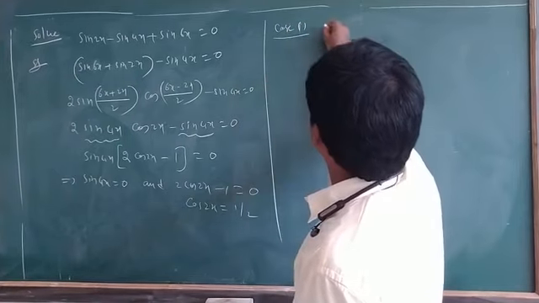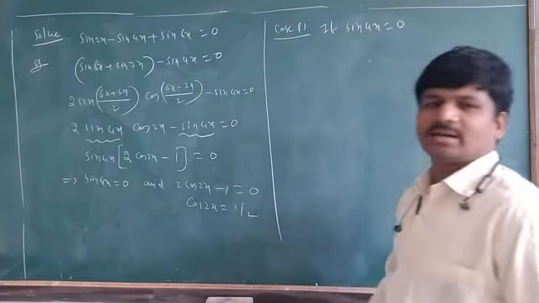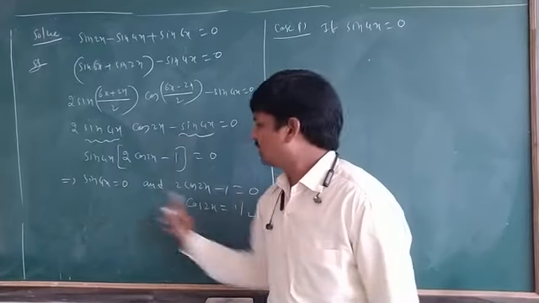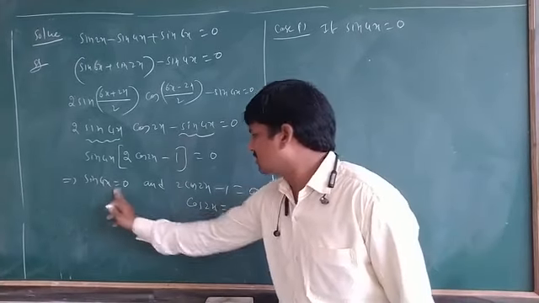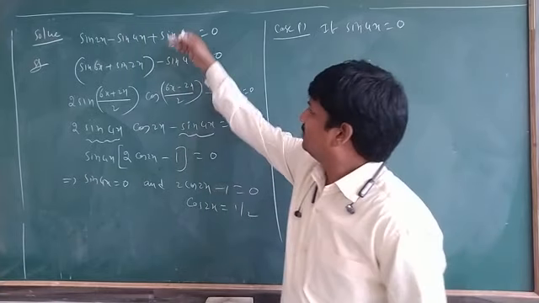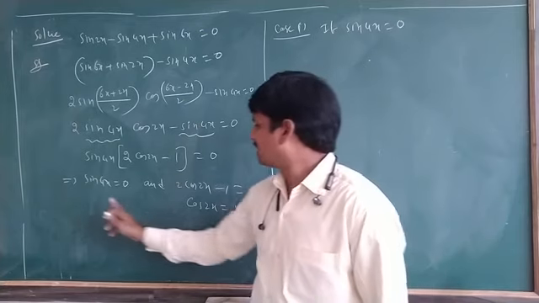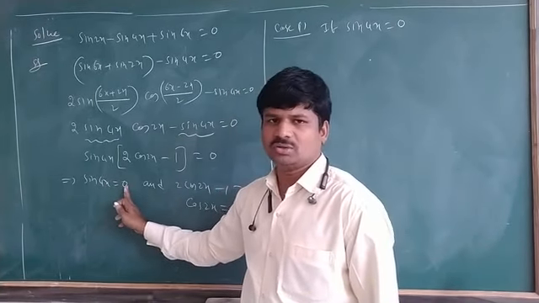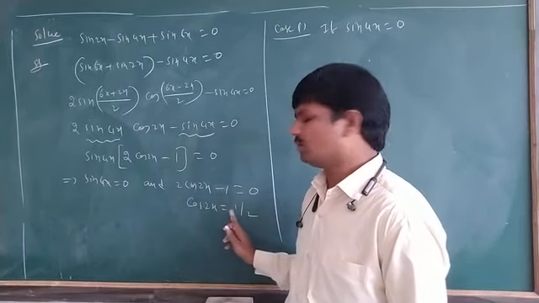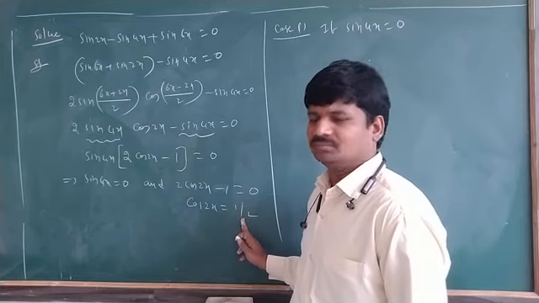What is case 1? If sin 4x is equal to 0. Two equations you got, no? You have to solve this equation also. Then you will get the general solutions. After simplification, what did you get here? Two equations. What is the first equation? Sin 4x is equal to 0 and cos 2x is equal to 1 by 2.